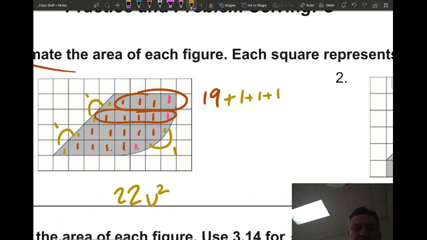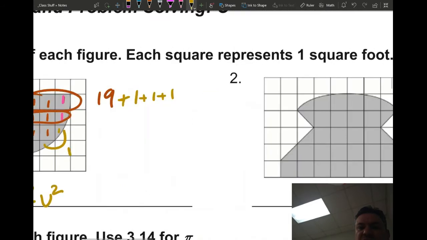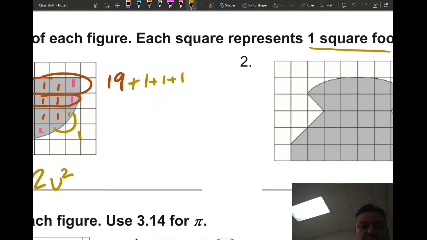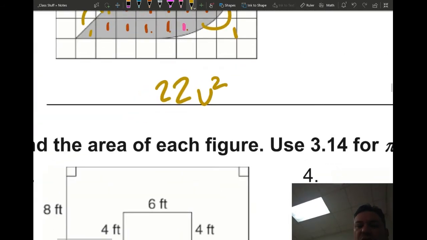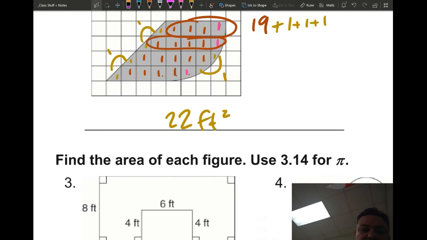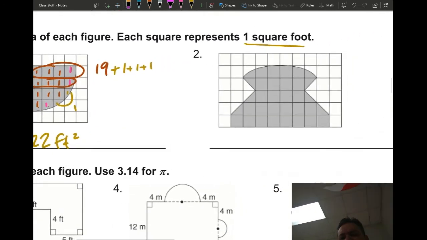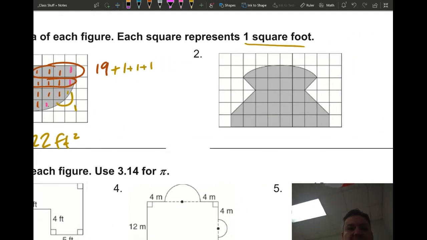That's actually feet squared. Each square represents 1 square foot, so the answer is 22 feet squared. Make sure when we talk about area that you include the little 2 on top, okay? That represents square units. Let's just quickly do number 2. I said I wasn't gonna do it, but let's just go ahead and work on that one.